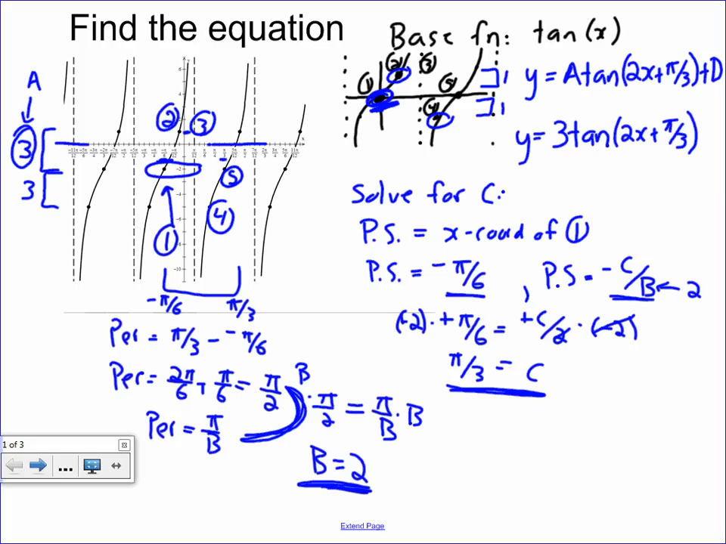Well, our first point should have been on the x-axis, but instead it's down at negative 2. So what did we do? We shifted down 2 units. So that means we have d is minus 2 outside. So our final equation would be y equals 3 tangent of 2x plus pi over 3 minus 2. And that will be the answer to this question.